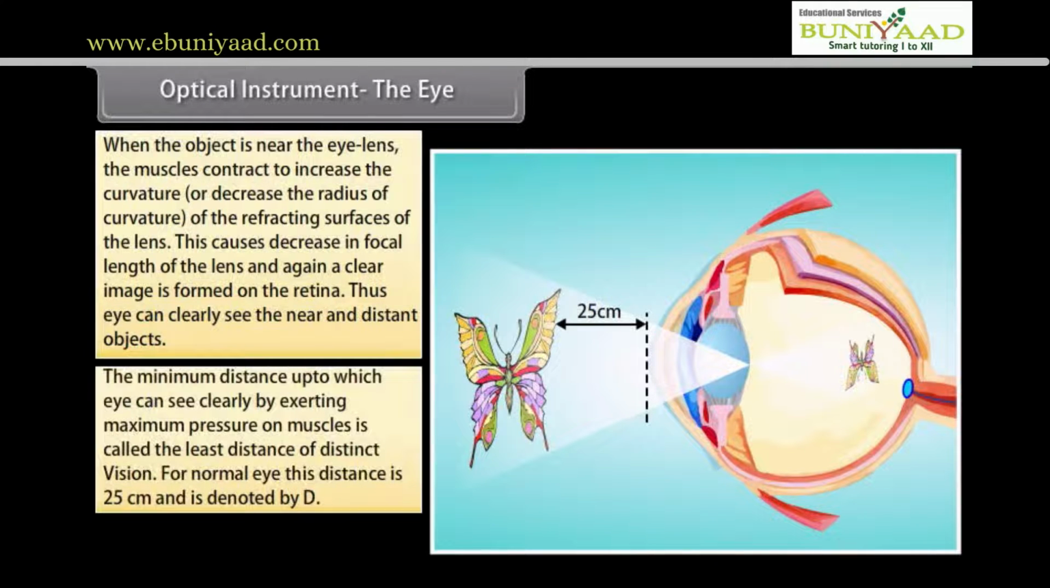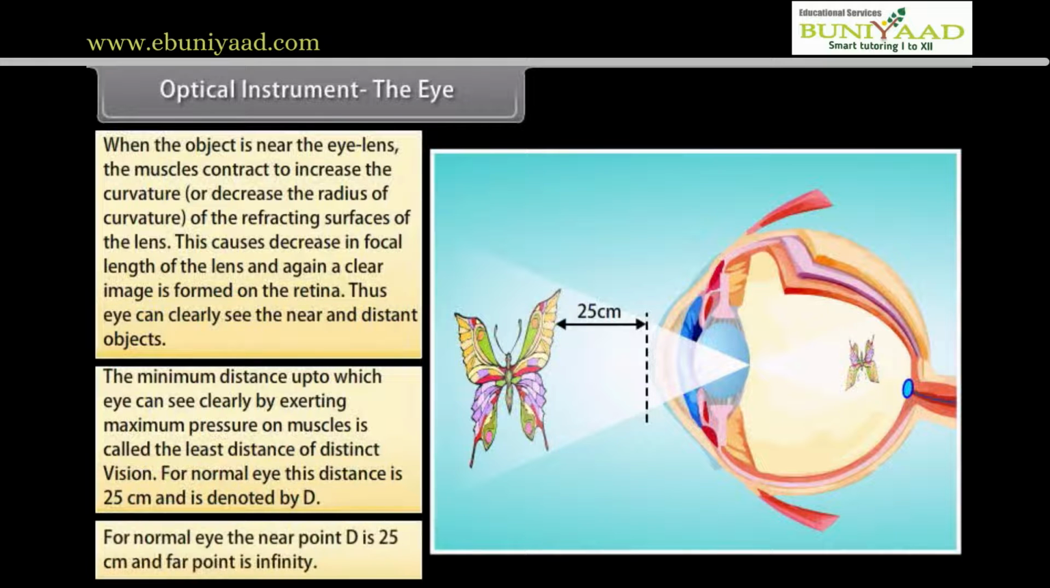The minimum distance up to which the eye can see clearly by exerting maximum pressure on the muscles is called the least distance of distinct vision. For a normal eye, this distance is 25 centimeters and is denoted by D. For a normal eye, the near point D is 25 centimeters and the far point is infinity.